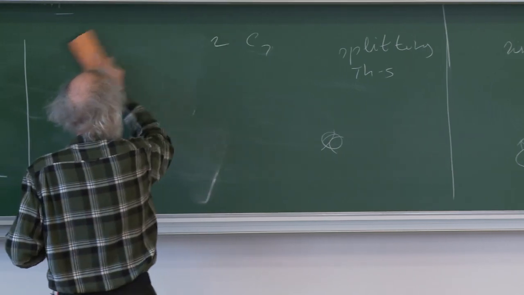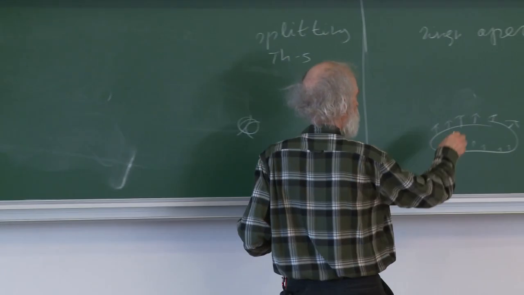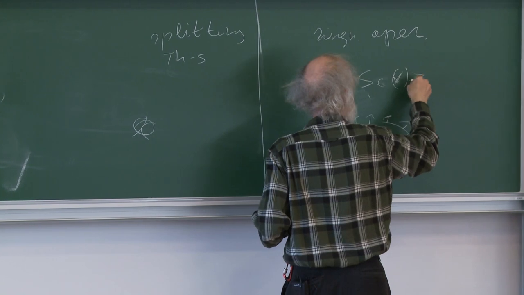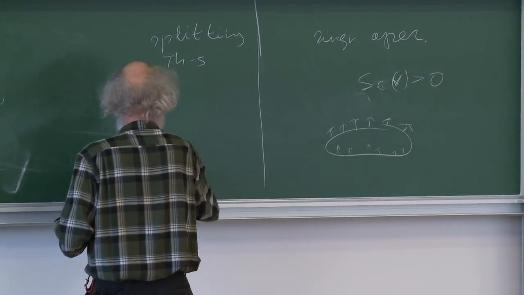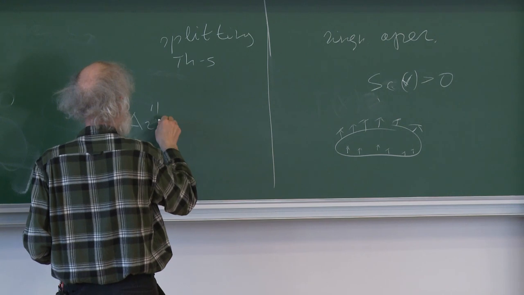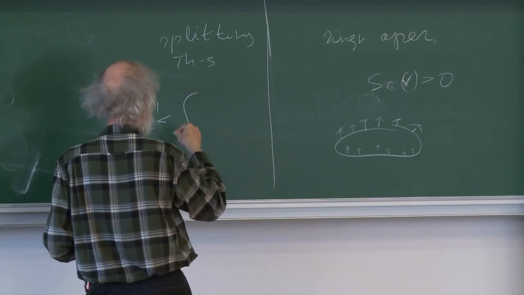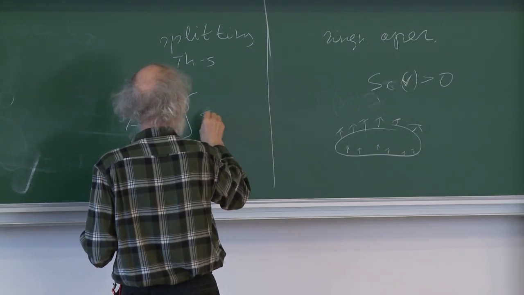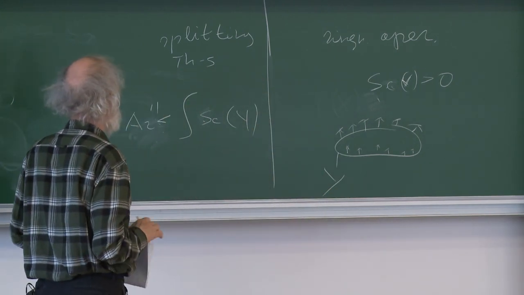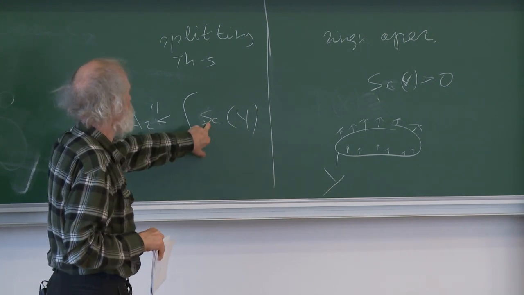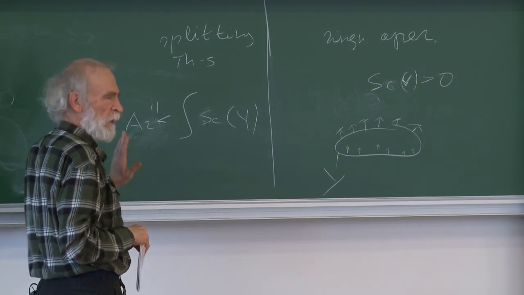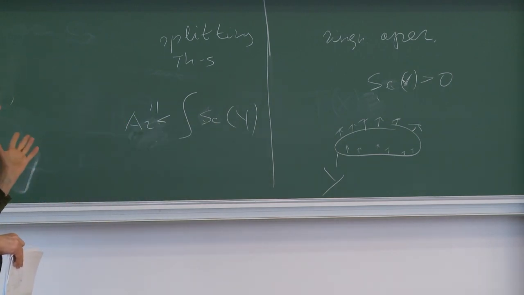So the point, of course, is that eventually you bring the formula to the shape that, if the scalar curvature of the ambient space is positive, then this quantity, the second derivative of area, is smaller than the integral of the scalar curvature of Y. This is the Y surface. Yeah? And this makes this integral positive. Right, because the area must increase, so this must be positive and therefore it must be a sphere.